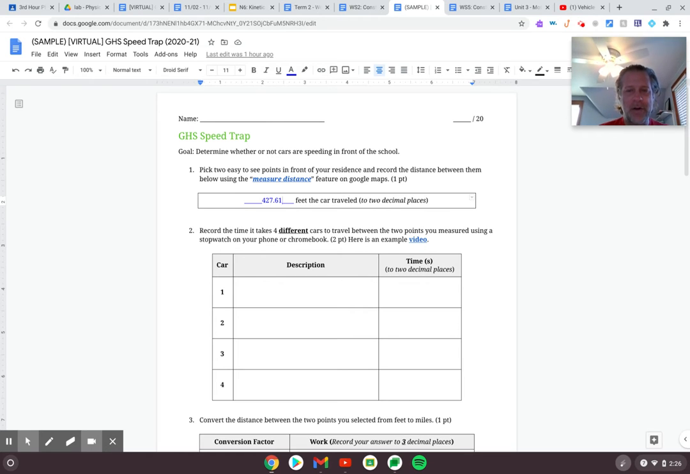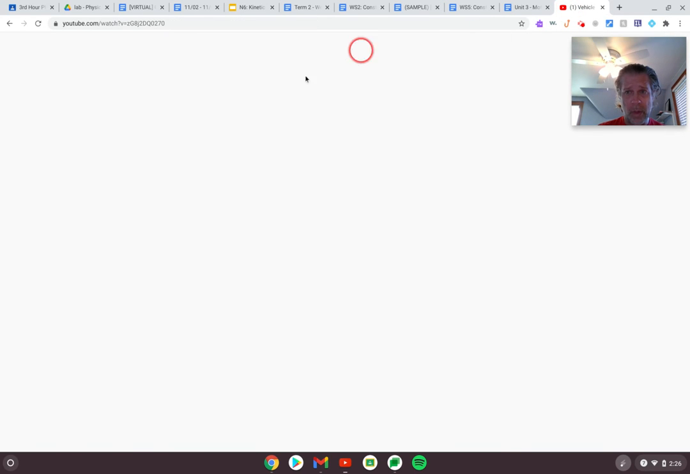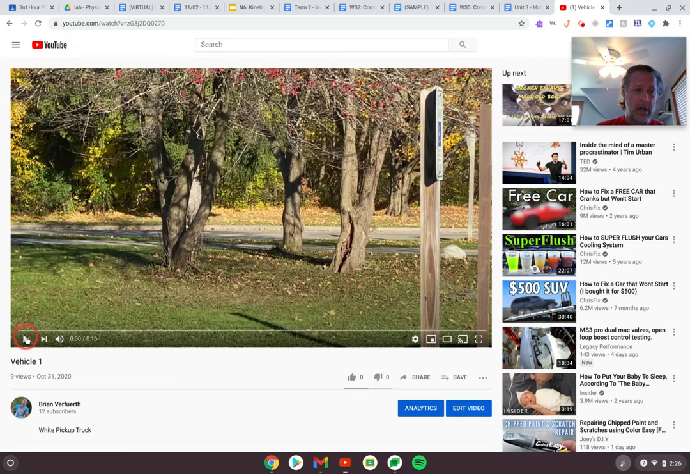But if you have not collected your data, there is a video linked here that will be used to finish getting data for calculations. There is a YouTube video that I've uploaded entitled Vehicle 1, and we're going to play it. While we play it, I'm going to use the stopwatch on my phone to get the actual time it took to travel from the clump of trees to the speed limit sign.